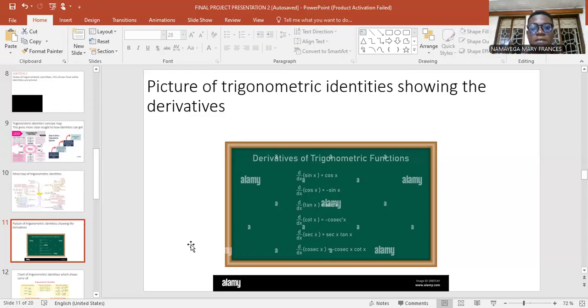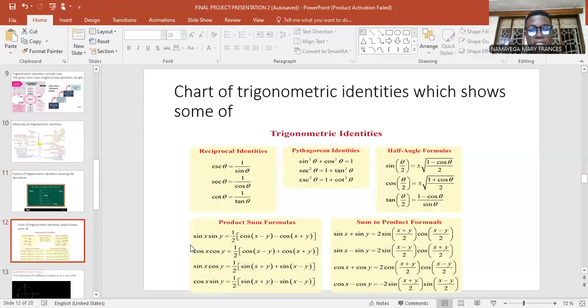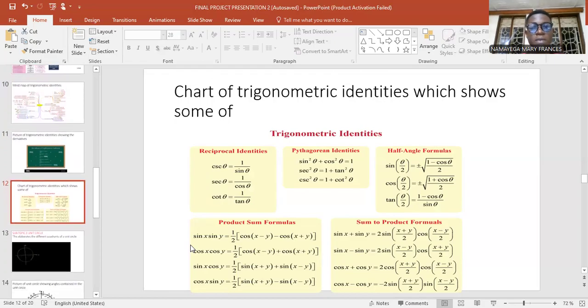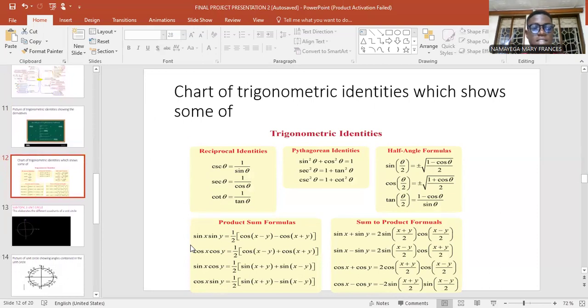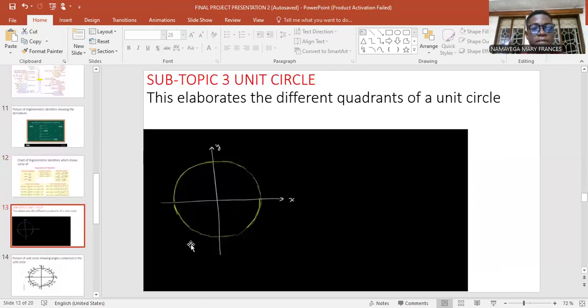Whereas we can also have integration on the other side. Then we have the chart showing the identities. So these are some of the identities, which are basic and very important to have when dealing with these identities. Then we have subtopic 3, which is the unit circle.